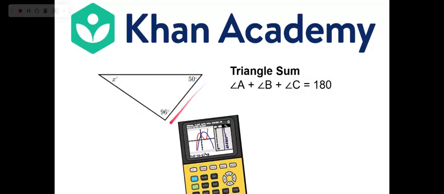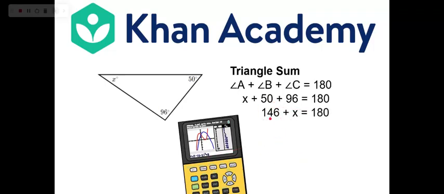And again, it doesn't matter which one is which because they're not labeled. So I'm going to say x plus 50 plus 96 equals 180. In order to solve this problem, we need to combine like terms because they're on the same side. You do the same thing. You can use a calculator.